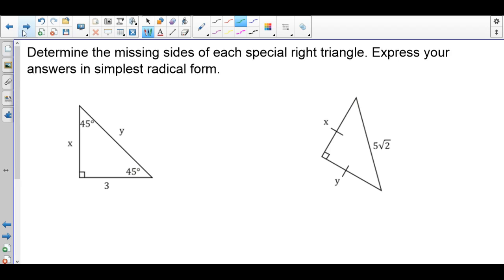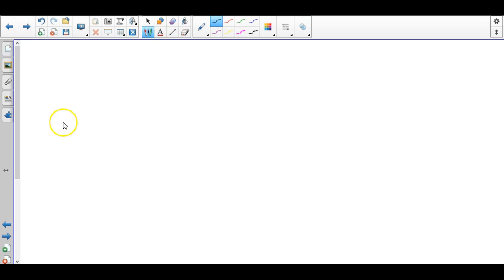Alright, next problems. So we're kind of switching gears here. We're going to just look at some 45-45-90 triangles and 30-60-90 triangles, which are just a couple special cases of right triangles. I'll go over the rules really quick on another slide.